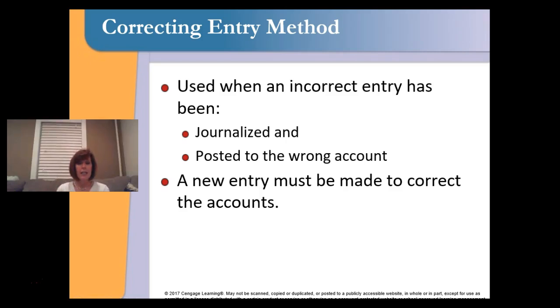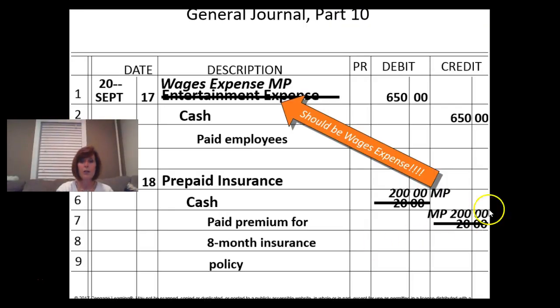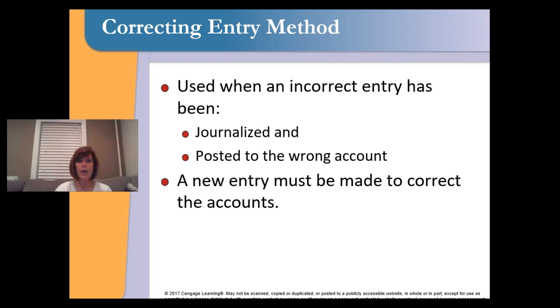We then have the correcting entry method. And this is what happens when you've journalized and posted to the wrong account. We've got to make a new entry because we've got to now fix this. So remember, we can't just erase. So just to recap, this works before, see, you notice we've got no posting reference in here, so we haven't yet made it to the ledger. So write in the correct one, cross out the old one, works before you've reached that ledger phase.